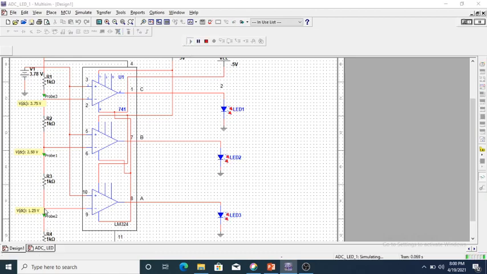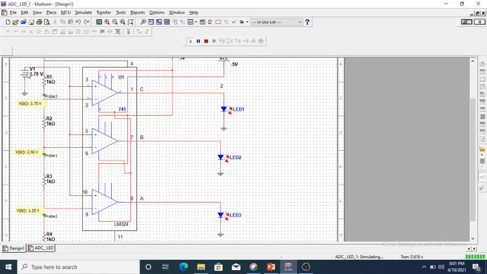So see here, the voltage across resistance R4, which is the reference voltage for comparator A, is 1.25. The voltage across R3 is 2.50, and the voltage across R2 with respect to ground is 3.75. So these are the reference levels for comparator A, comparator B and comparator C.